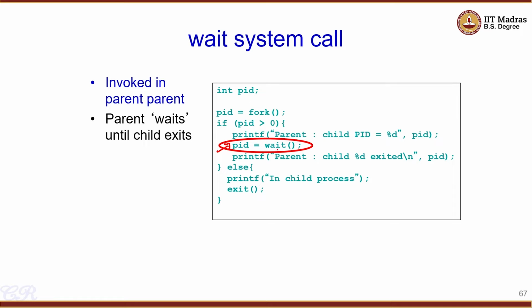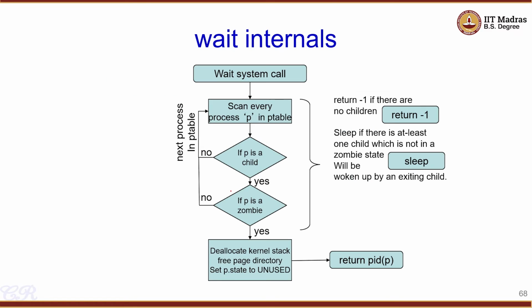Essentially, just to recollect again, the wait would block the parent or force the parent into a sleeping state until the child process wakes it up, right? So the flowchart for the wait system call looks like this. The parent process invokes the wait system call.